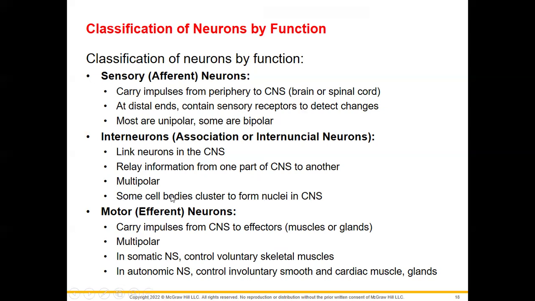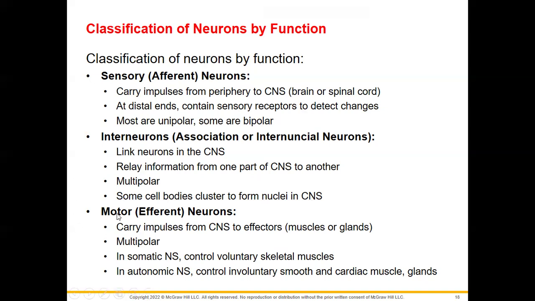Some of the cell bodies cluster to form nuclei in the central nervous system. Now, when we say nuclei, we do not mean the exact same thing as we did before. Before, when we talked about nuclei, we were talking about the organelle within the cell body that houses the chromosomes, the genetic material for that cell. In the central nervous system, we call the cluster of cell bodies a nucleus. So make sure that you know the difference between nuclei in the central nervous system versus the nuclei in the cell, located in the cell body. All right, so that when you see it, you won't get confused.